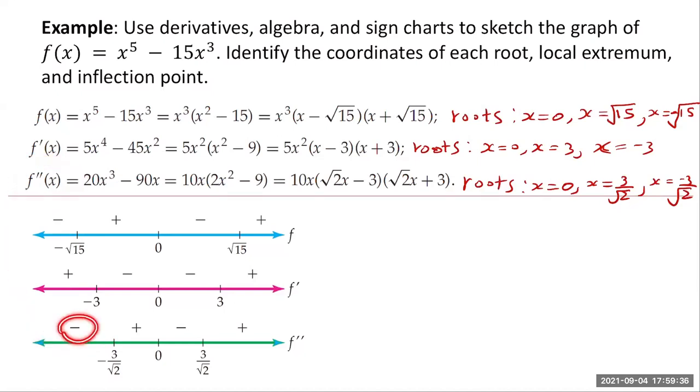You will see that the sign is negative. In this interval, the sign is positive. In this interval, the sign is negative. In this interval, the sign is positive. So I have the complete sign charts for all three functions: f, f prime, f double prime. That's all we need to get the shape of the graph.